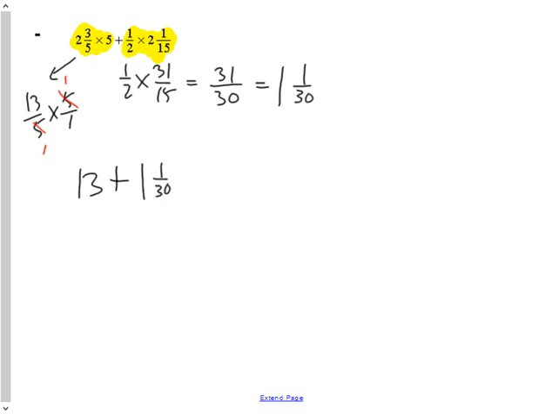Now, there weren't many people that got to this point and understood what to do next. You were locked into procedure, and you didn't stop to think about, what does this question say? 13 plus 1 and 1/30 is 14 and 1/30. It was so easy, but so many people made it more complicated than it need be. So your final answer is 14 and 1/30.